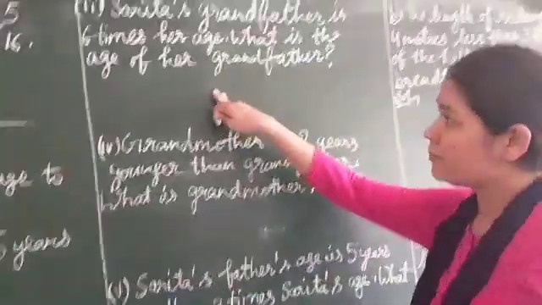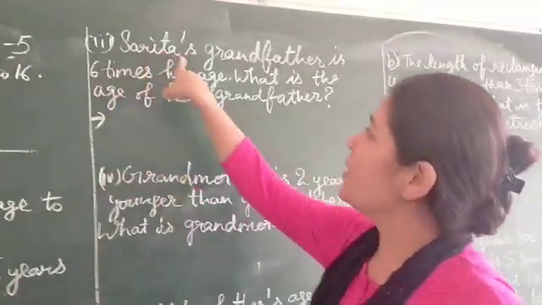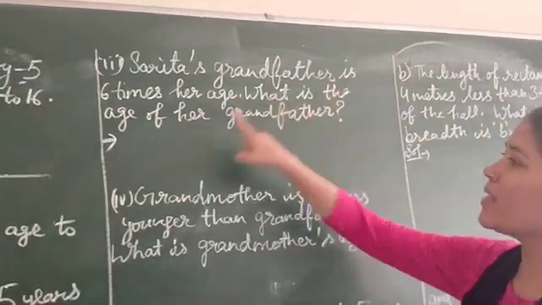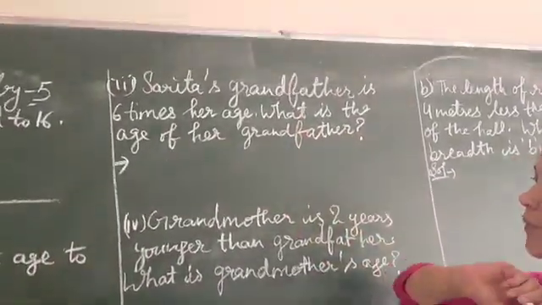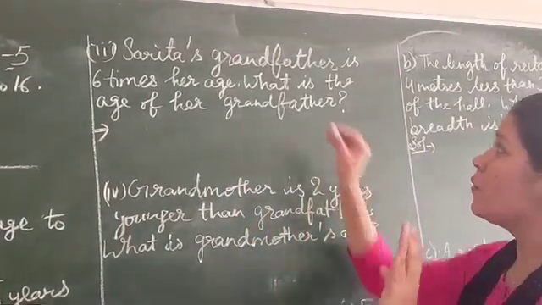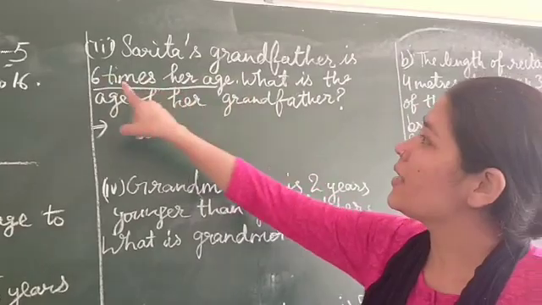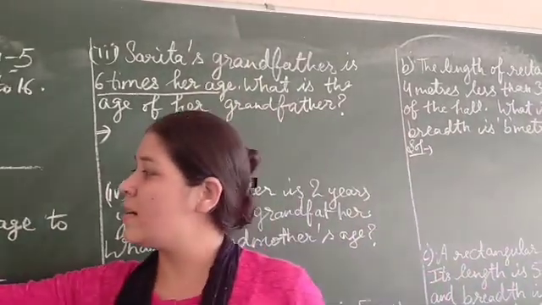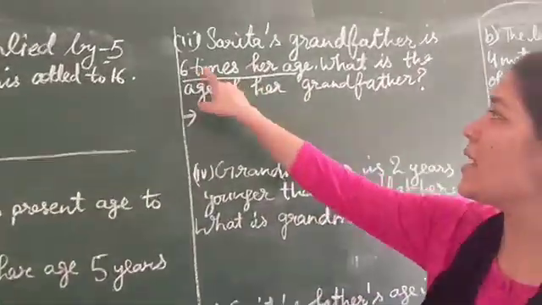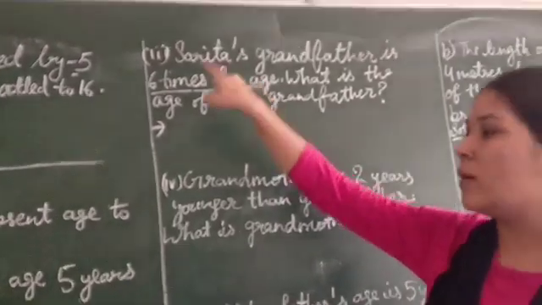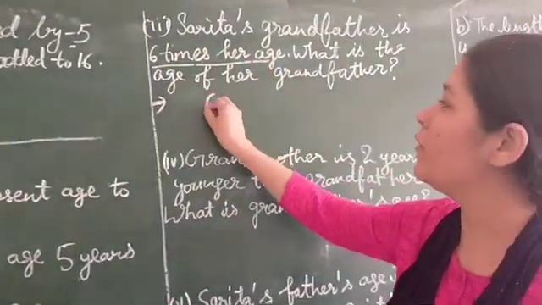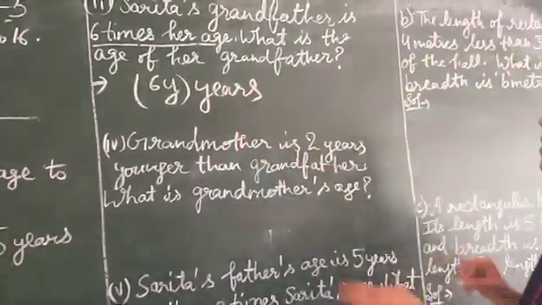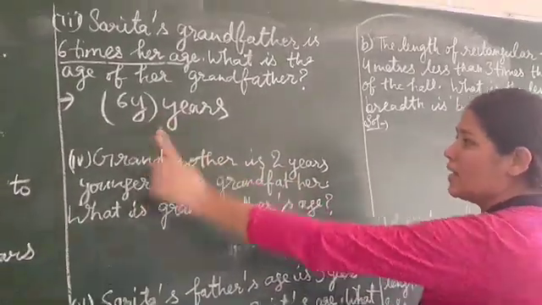Now the third part is Sarita's grandfather is 6 times her age. What is the age of her grandfather? Now you have to tell the age of grandfather. Look at this line. He is saying her grandfather is 6 times her age. What is the age of Sarita? Y. And 6 times of y. It means you have to do 6 times of her present age. So it will be 6y years. So her grandfather's age is 6 times her age.